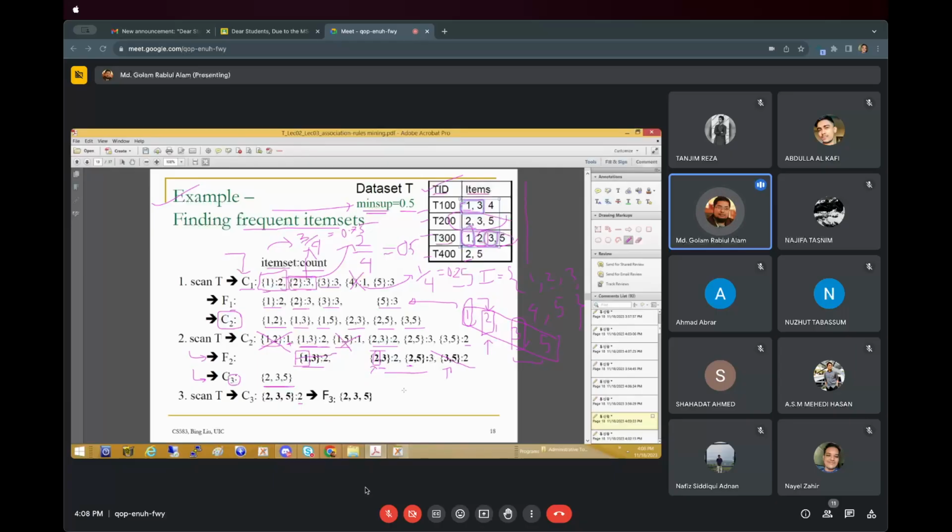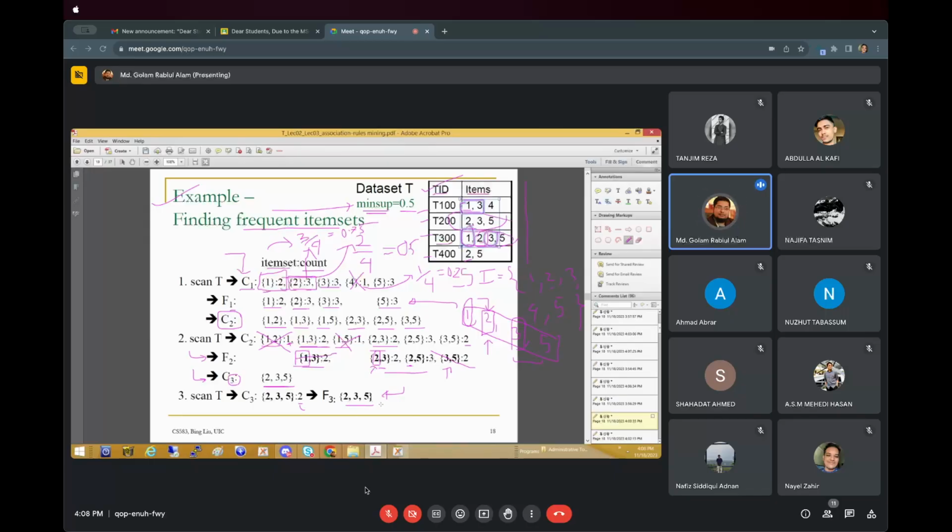Then we have to again apply the filter. We can see minimum support is 0.5, and here the support of this set is also 0.5. So that means it passed the threshold. So now we got this item set of 3 items.